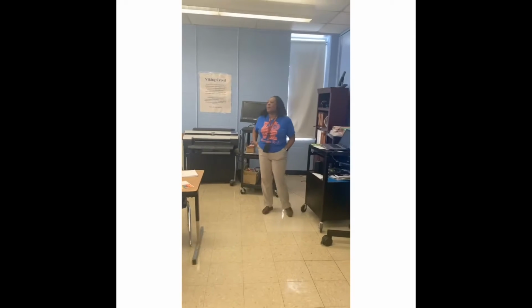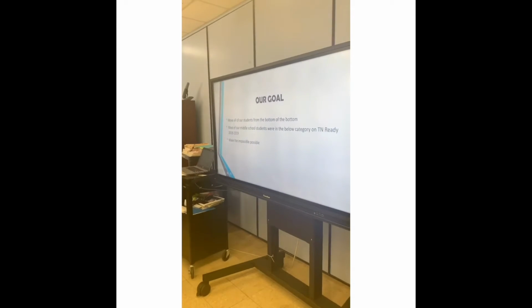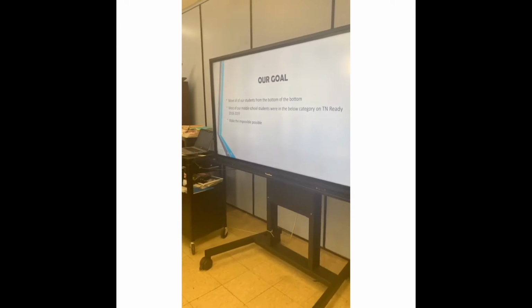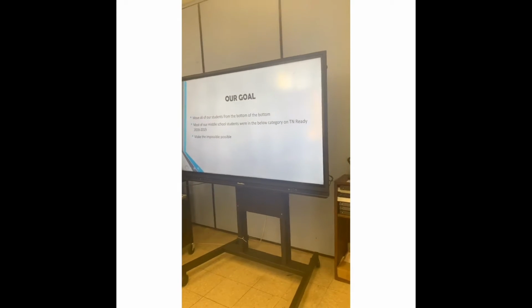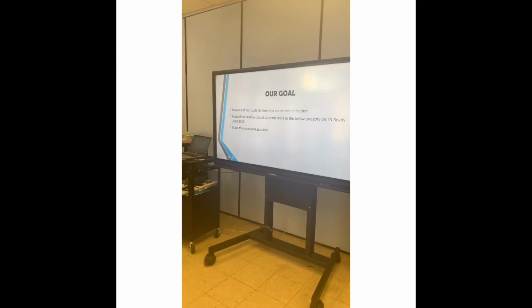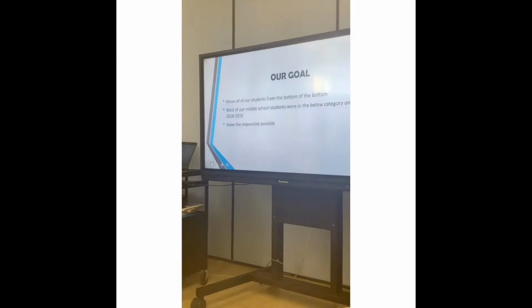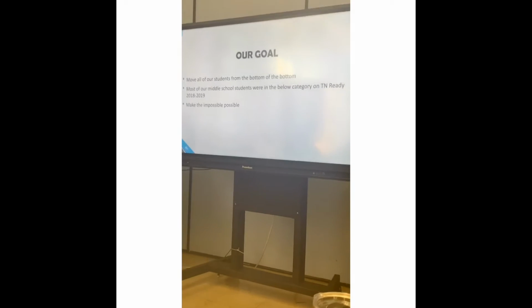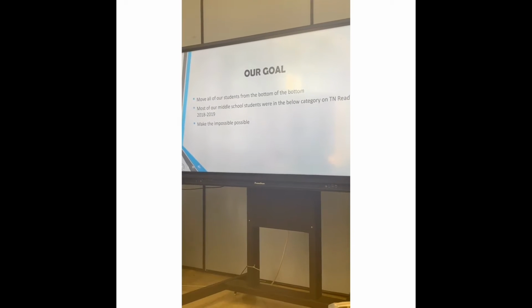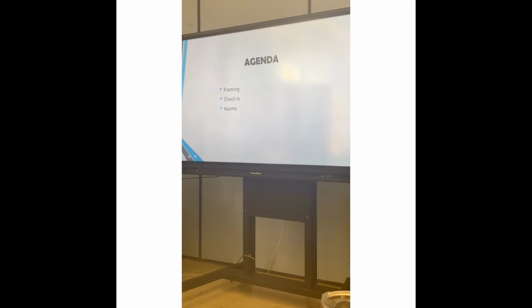Okay, so our goal as a school is to move all of our students from the bottom of the bottom, where we know most of them reside. And we already know that we have a challenge in our middle school where the students were in the below category on the Tennessee Ready. But we believe that we can make the impossible possible, and we think that we can do that by digging into our data. So let's just make sure we keep our goal before us.